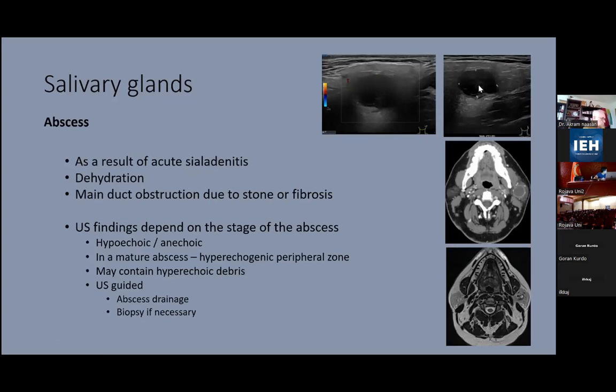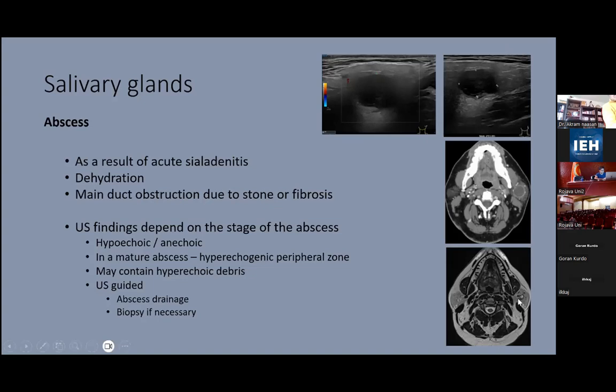In the ultrasound, it depends on the stage of the abscess. In the early stage, it is hypoechoic. In the late stage, it is anechoic. So they did fine needle aspiration, and they examined the patient by MRI after 2 months to see if it had decreased in size, and also to exclude any tumors.